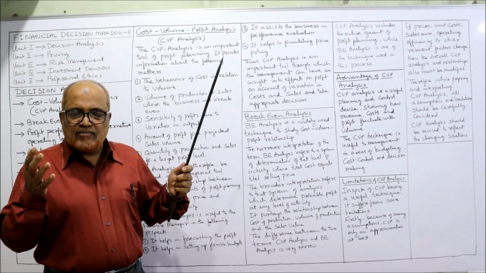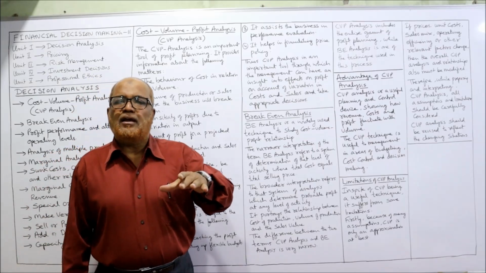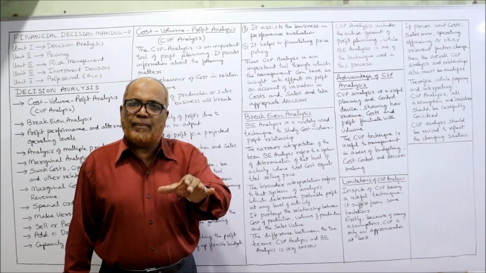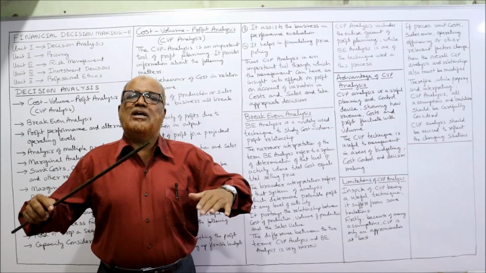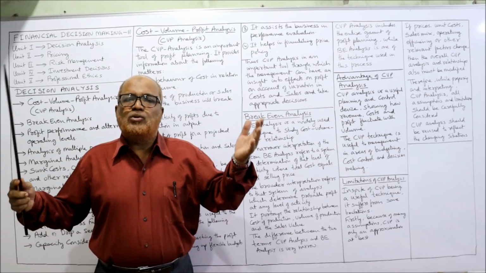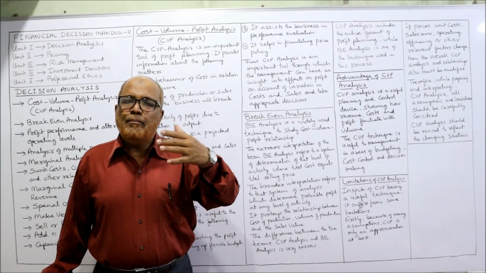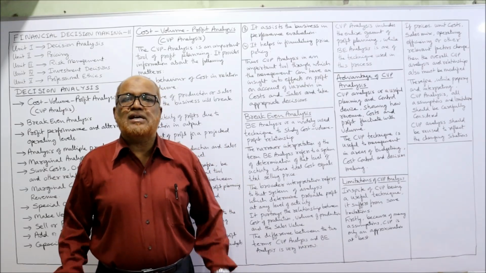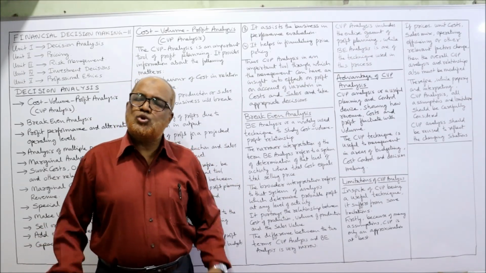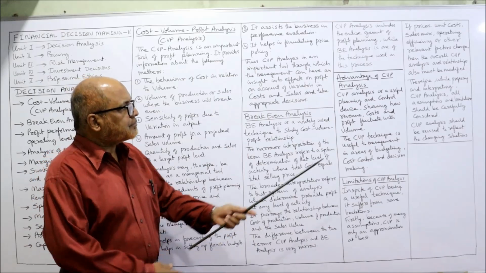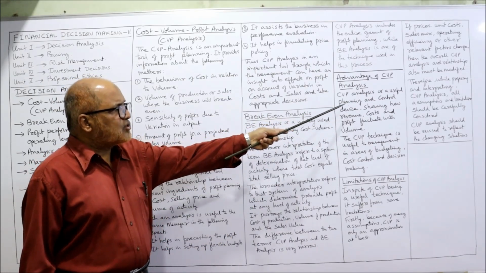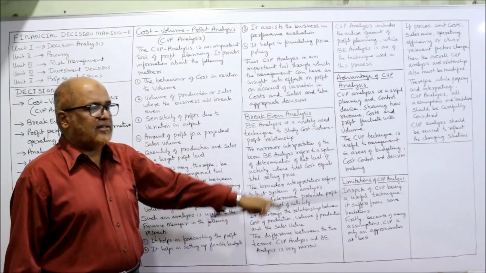That means it will help the management in profit planning, in making the budgets, in evaluating the performance, in making the pricing policies, etc. So many advantages are there. So CVP analysis is a useful planning and control device.